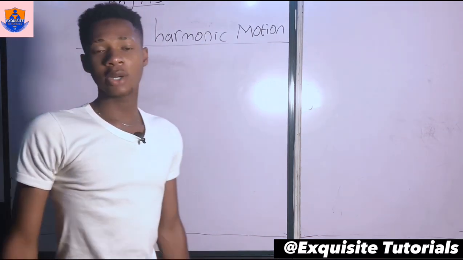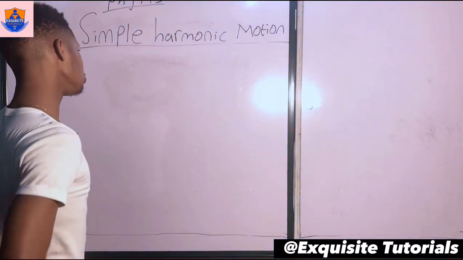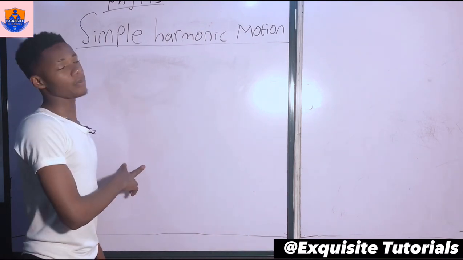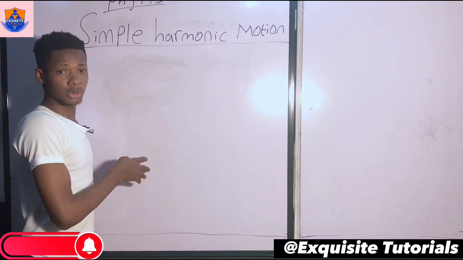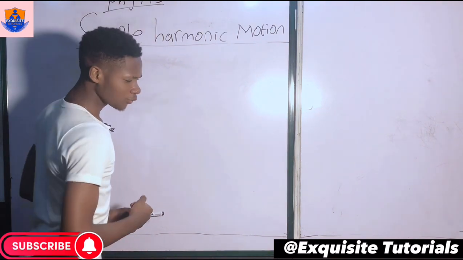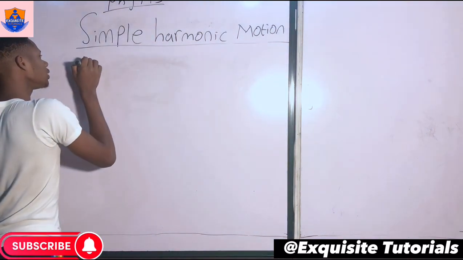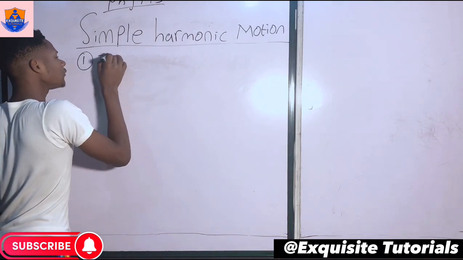Examples of bodies that undergo simple harmonic motion include the motion of a bouncy ball, the motion of a simple pendulum, a helical spring, and so on and so forth. Now let's take some useful terms in simple harmonic motion. The first one we're going to take is frequency.